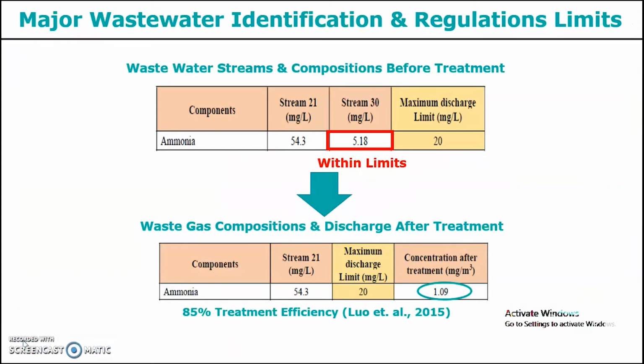Similar to gas effluent, the major waste for liquid effluent is found to be ammonia, and its discharge limit according to CAR 2014 is 20 mg per liter. Stream 30 does not require treatment. Stream 21 goes through treatment and reaches a concentration of 1.09 mg per liter, which is within limits. Treatment efficiency is assumed to be 85% from literature.